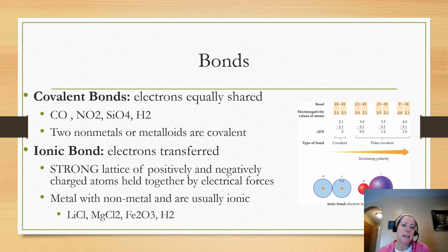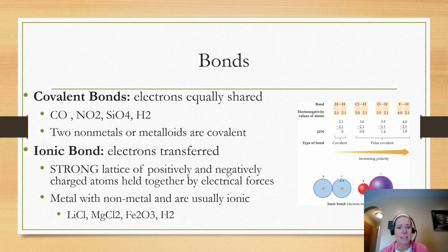A couple different types of bonds to be familiar with, covalent and ionic bonds. With covalent bonds, the electrons are equally shared. Examples are carbon monoxide, NO2, SiO4, and H2, which is just pure hydrogen. It can be 2 nonmetals or metalloids that are covalent.